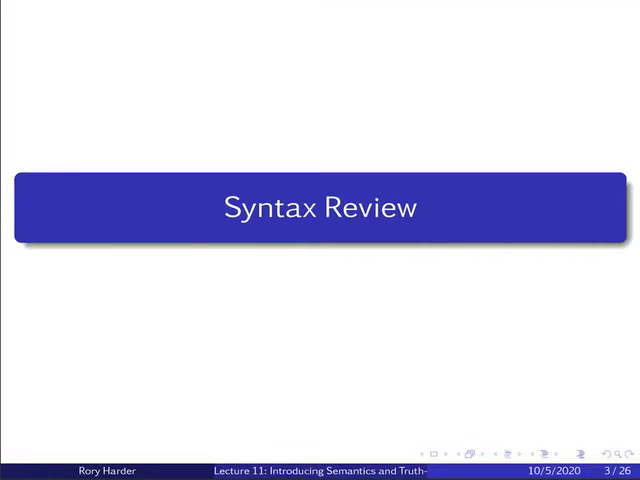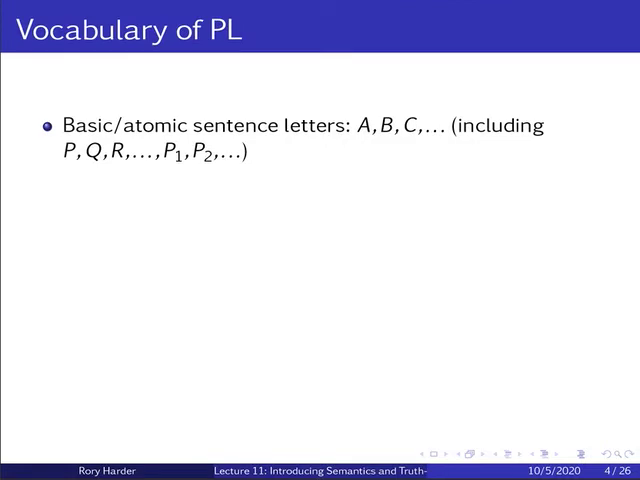So we begin with a review of syntax. If you recall, our logic, or what we've been calling PL or TFL, our propositional logic, has a certain vocabulary, and this vocabulary are the symbols which we build sentences out of. So first we have a bunch of basic or atomic sentence letters. These are capital letters like A, B, and C, but also, of course, P, Q, and R, so any capital sentence letter, but then also we can put subscripts if we'd like as well.